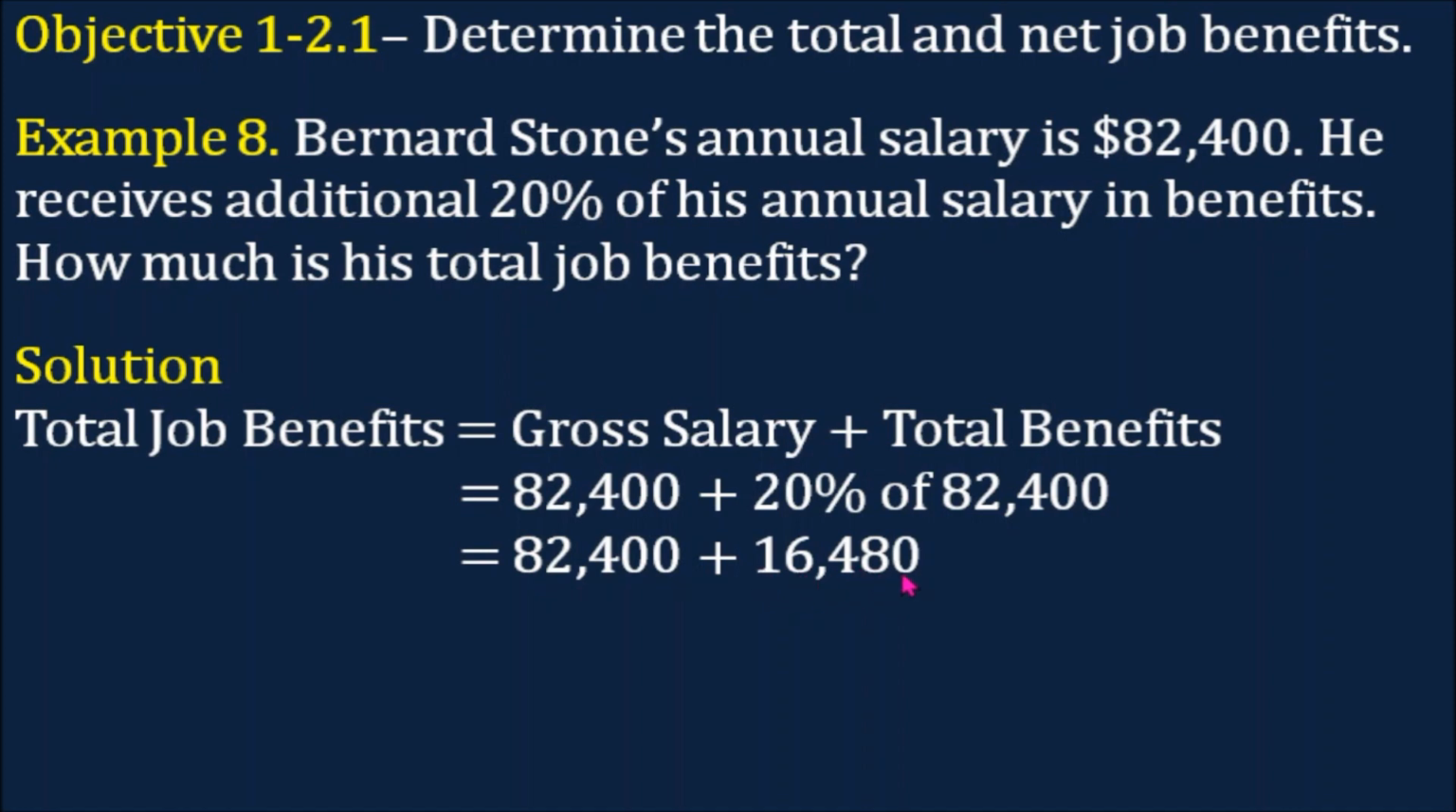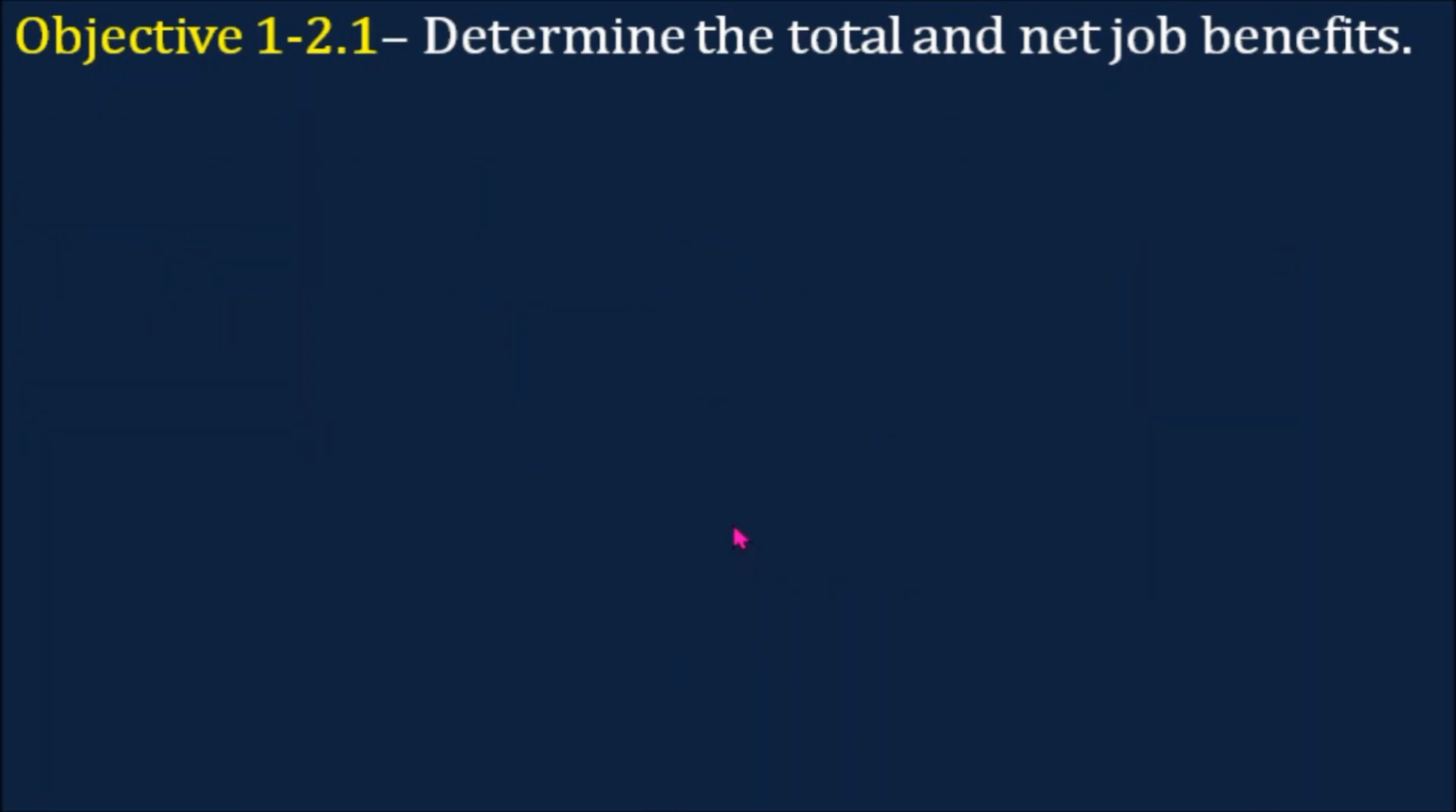How did we get that? We just multiply $82,400 times 0.20. Now, 82,400 plus 16,480 equals 98,880. So this is our answer, $98,880. Let's do another example.